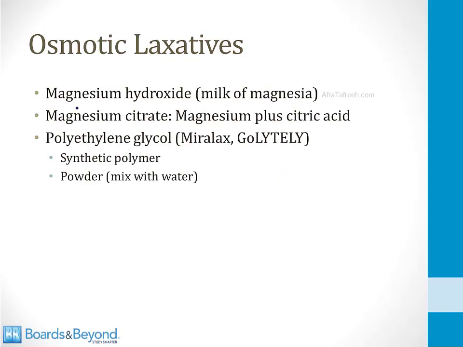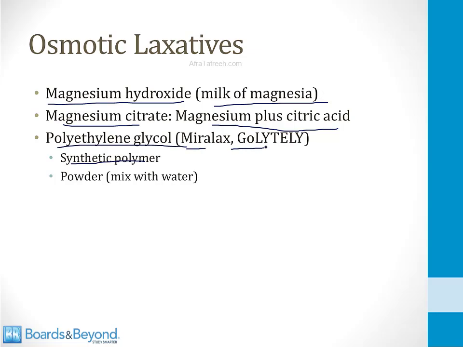So one of these we've already talked about, that's magnesium hydroxide, which you may know as milk of magnesia. Magnesium citrate is magnesium plus citric acid. This also functions as an osmotic laxative. Polyethylene glycol is a synthetic polymer. You may know it by the names Miralax or Go Lightly. You mix this with water and then drink it, and it produces a large volume of bowel movements.